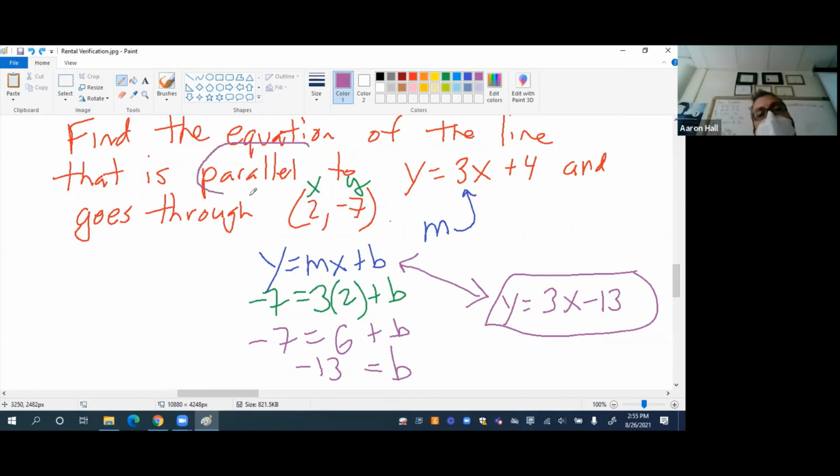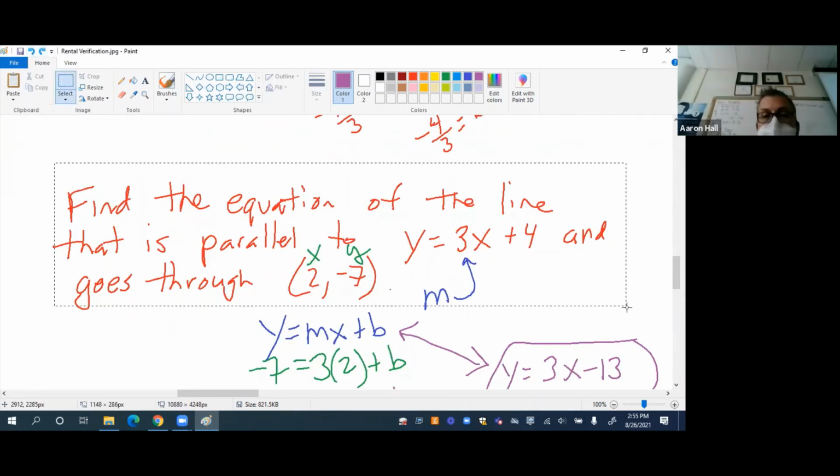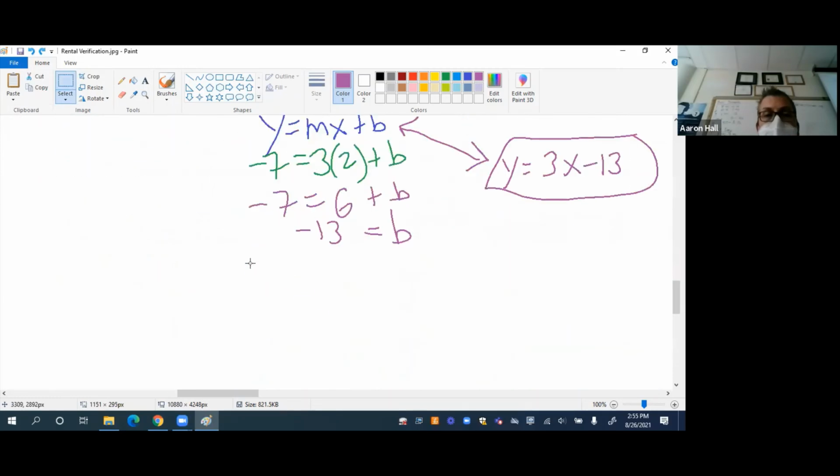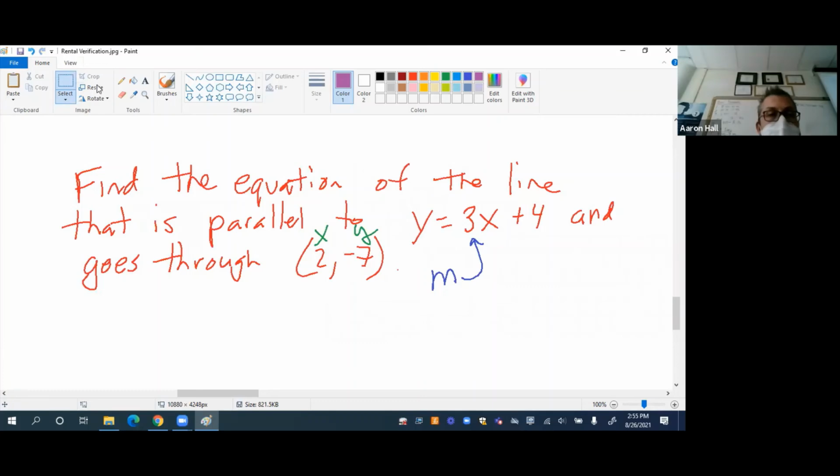So I use the word parallel. What if I'd say the same thing? In fact, I'm just going to copy the whole thing. And instead of using the word parallel, any guesses what I'm going to say? Yeah, perpendicular.